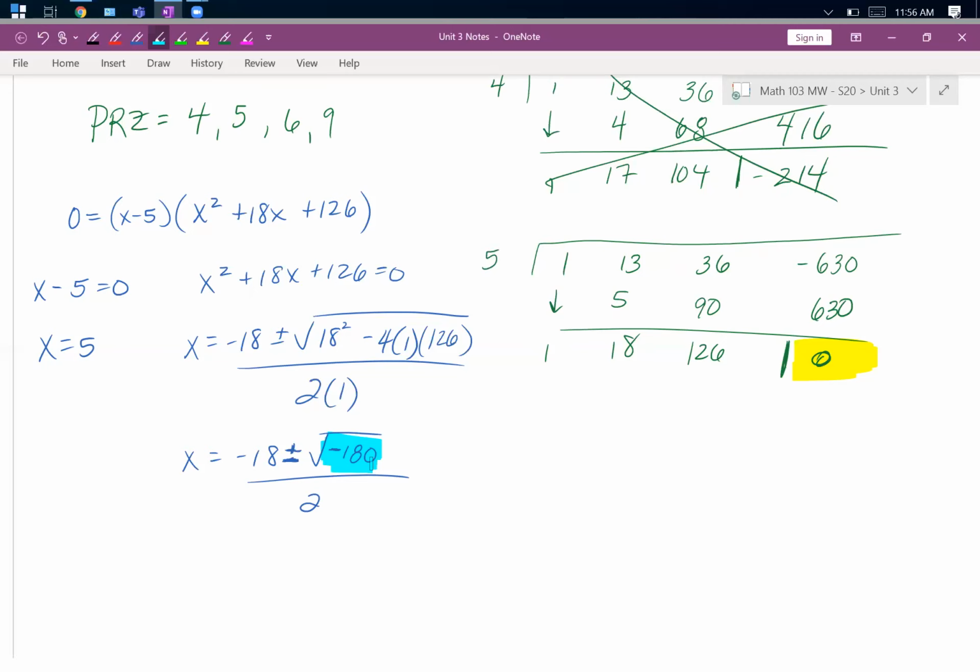x represented the side of a box. Boxes do not have imaginary sides, not if they're actually going to hold anything in it. So I wouldn't even waste my time breaking this down. As soon as I see the imaginary number, I know that that's not a viable solution for this application problem, and we can throw it out. The only solution is going to be x equals 5.